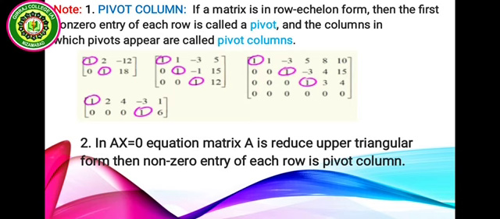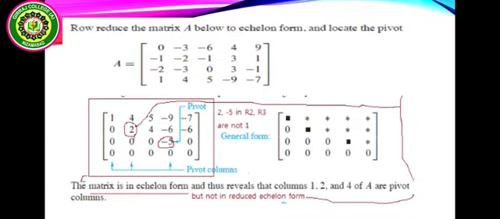So in the equation Ax equals 0, matrix A is reduced to upper triangular form. Then the non-zero entry of each row is a pivot. Here is one example: row reduce the matrix A below to echelon form and locate the pivots. First, matrix A is reduced to echelon form, meaning upper triangular form, using row operations only.